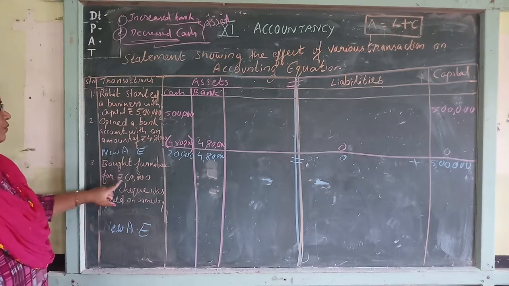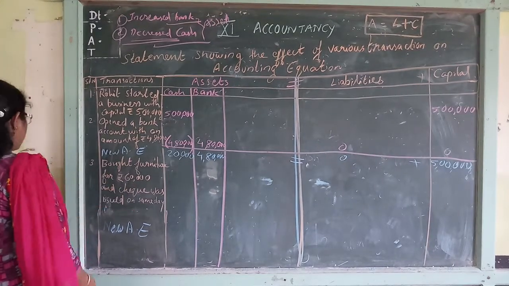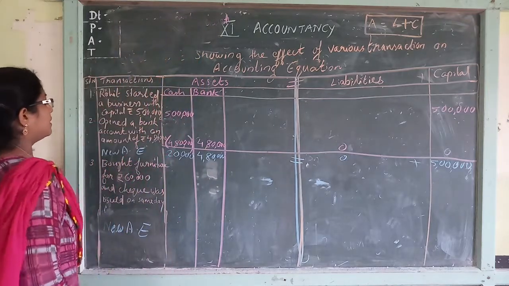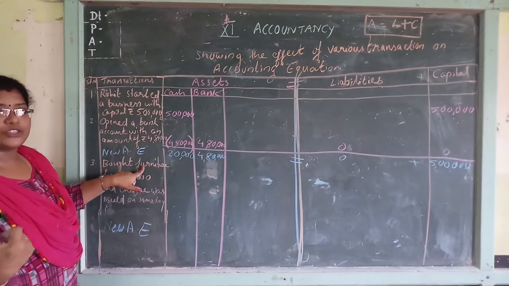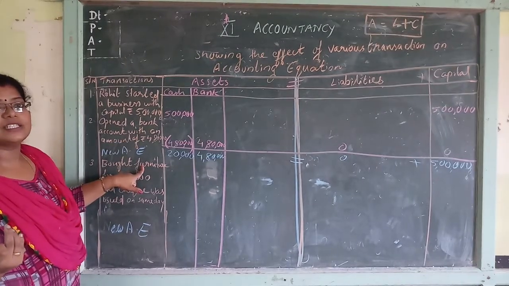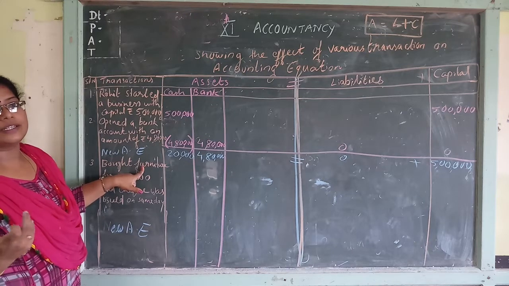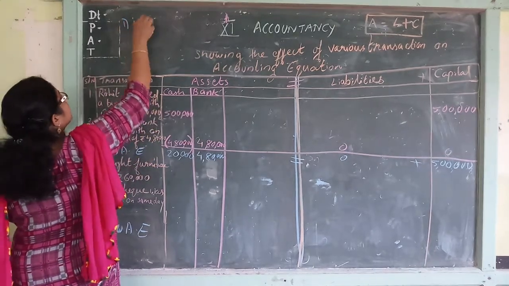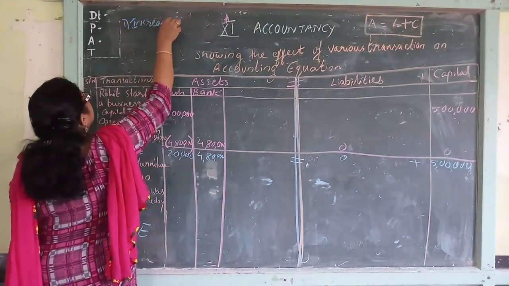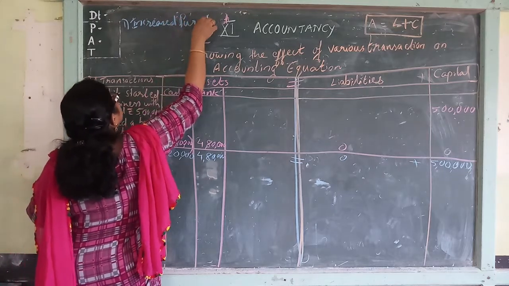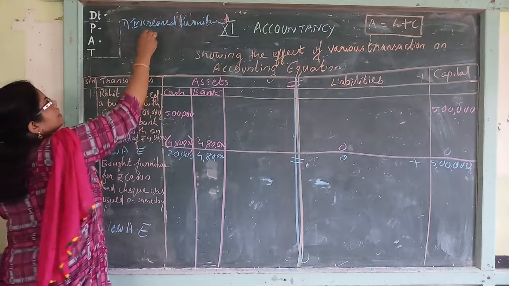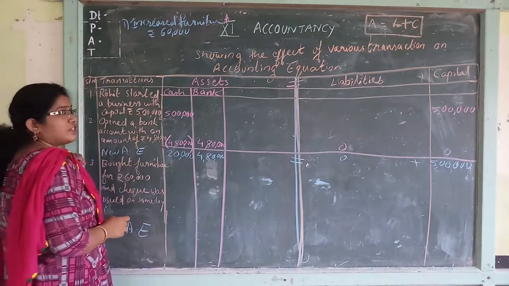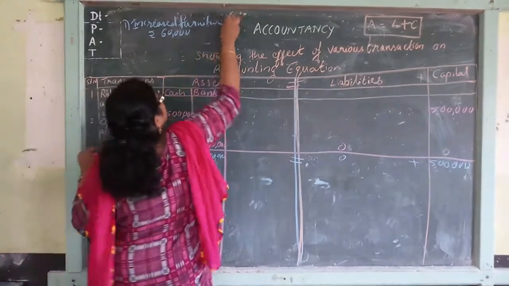So bought furniture for rupees 60,000. In this third transaction, what did you purchase? Furniture for the business. Then furniture is our asset, isn't it? Our non-current asset. Furniture purchased, asset increased. So one side, furniture, our asset, is increased by rupees 60,000. Furniture value increased by 60,000. Isn't it? Actually furniture is our asset.